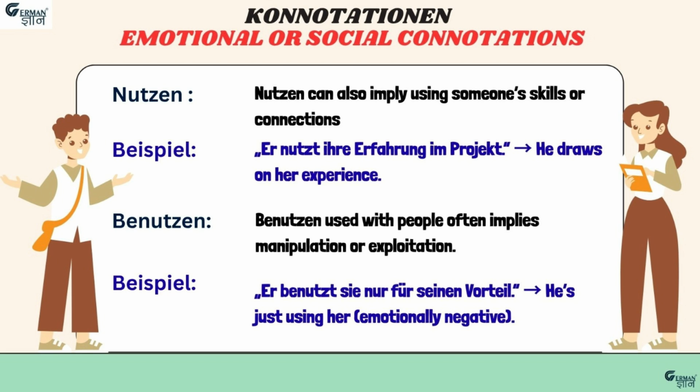The next difference is emotional or social connotation. Nutzen can also imply using someone's skill or connections, but in a less offensive, more strategic sense. For example, er nutzt ihre Erfahrung im Projekt means he draws on her experience. Benutzen used with people often implies manipulation or exploitation. For example, er benutzt sie nur für seinen Vorteil means he is just using her, which is emotionally negative. So the tip is never say ich benutze meinen Freund unless you want to sound harsh. Use ich nutze seine Hilfe instead.